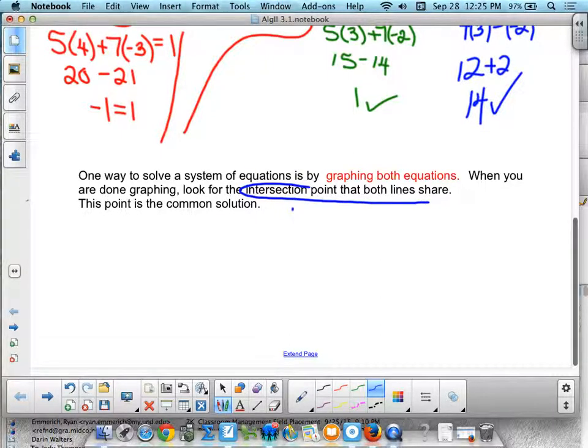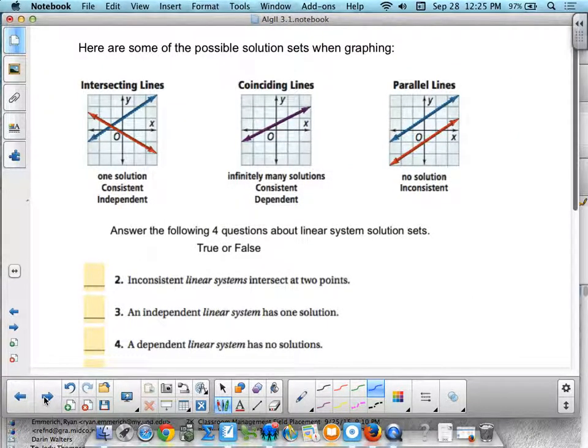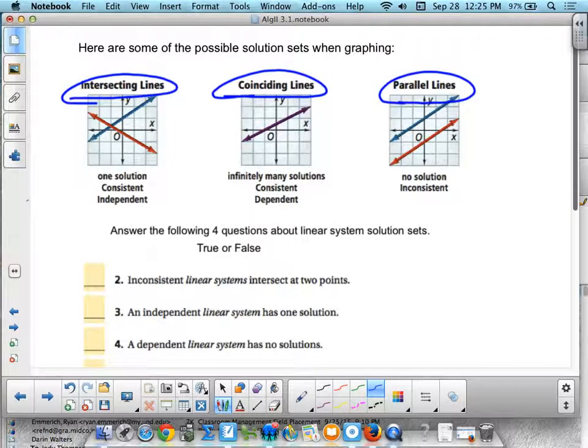The intersection point that both lines share is known as the common solution. Okay, so that's what your job is today. All right? Here are three situations you might run into: intersecting lines, coinciding lines, and parallel lines. They all have different solutions. Intersecting lines get how many solutions?